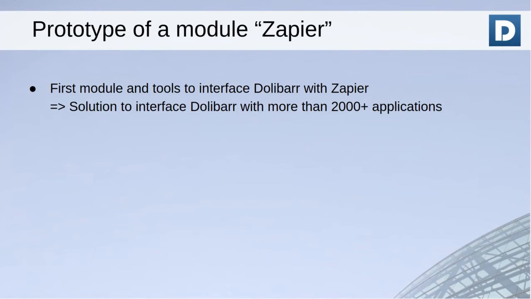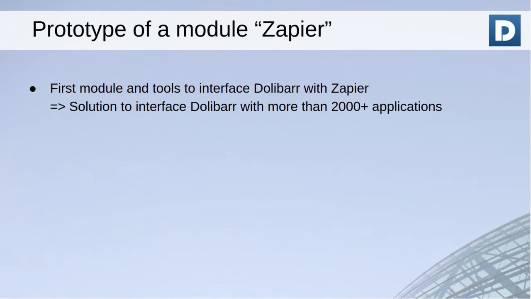You can, for example, imagine connecting Dolibarr with Uber to automatically generate the invoice. You can imagine connecting Dolibarr with Gmail, with any application that is known by Zapier. If your own application is known by Zapier, you can interface it with all the other applications.